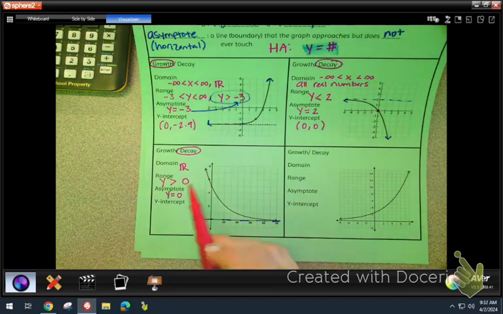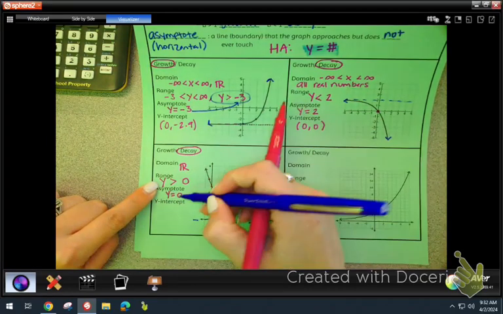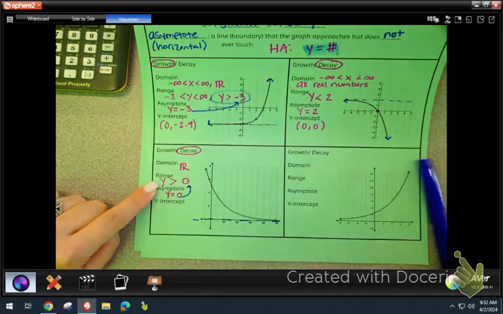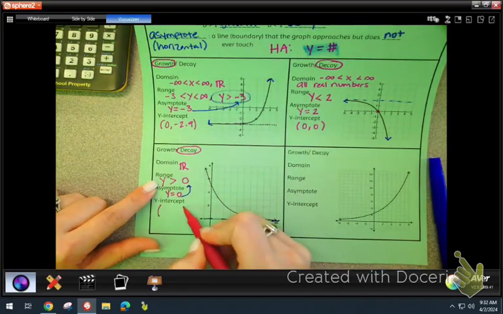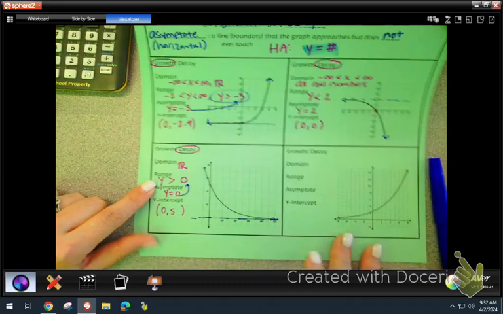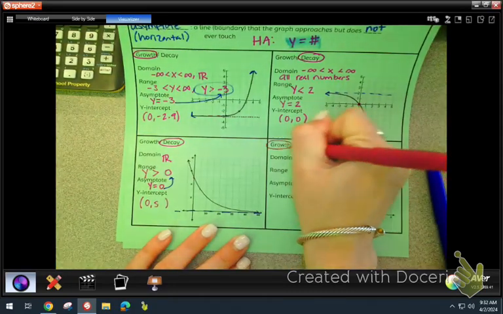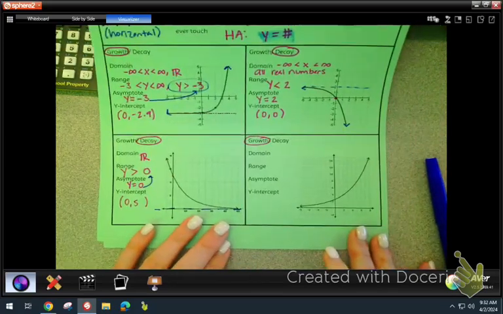So check your range. Make sure it's right. It will never equal 0 because we're not going to land on that HA. What's the y-intercept? 0, 5. Thank you. All right, this graph, growth or decay? Growth. Too easy.